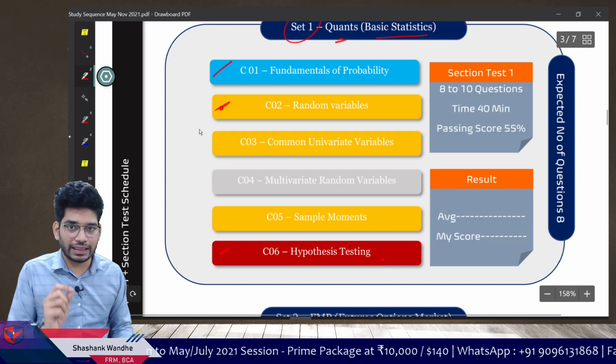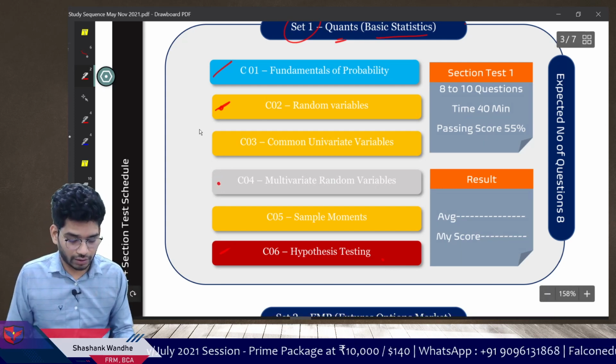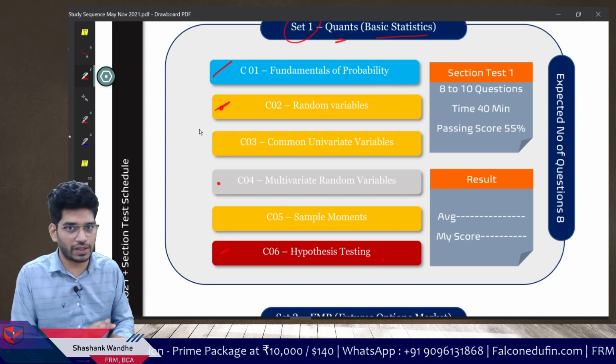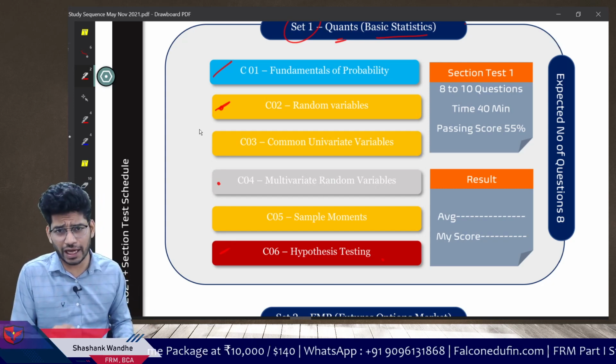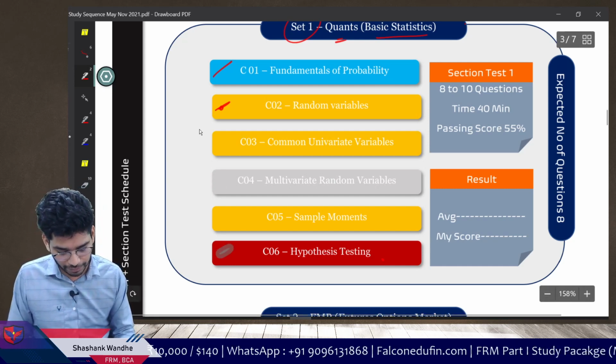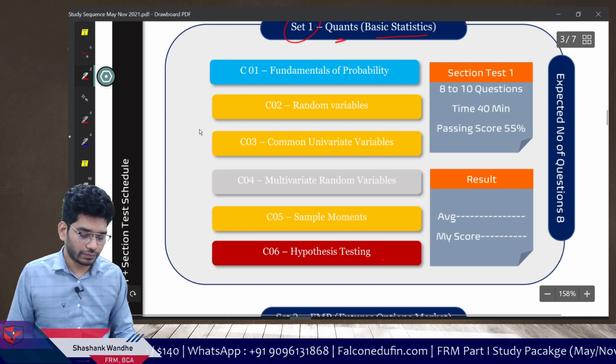So I'm marking gray for the topics which you can postpone in preparation, finishing them in the end once you are done with the complete syllabus. If you get time, then prepare, or you can simply skip it. Both options are available.